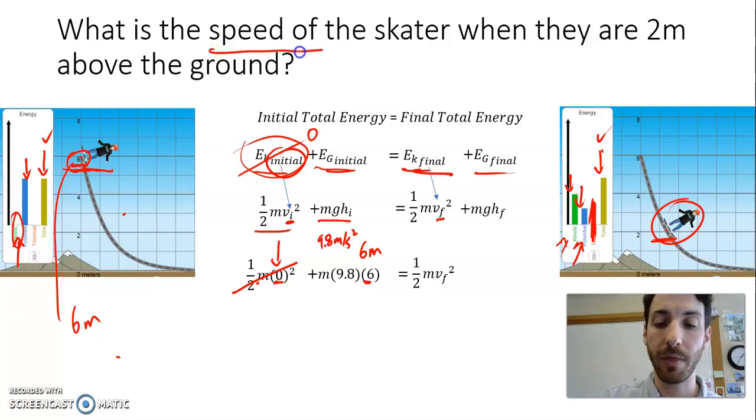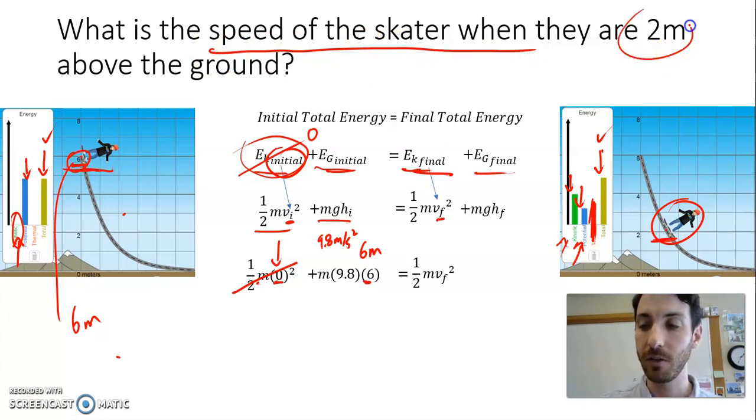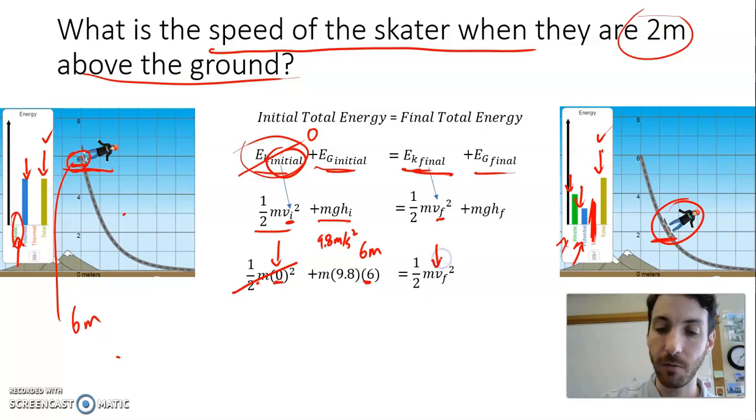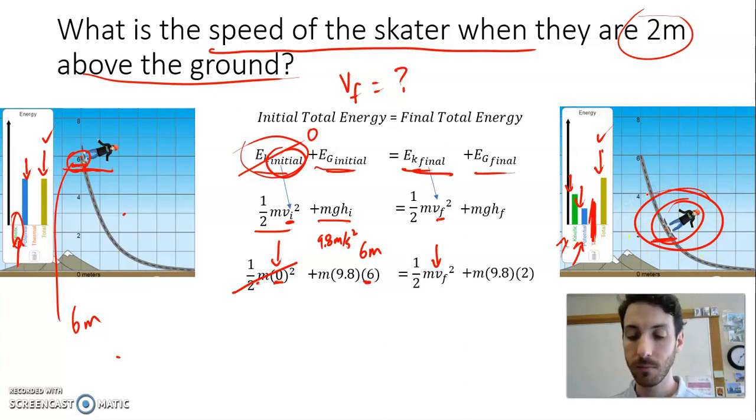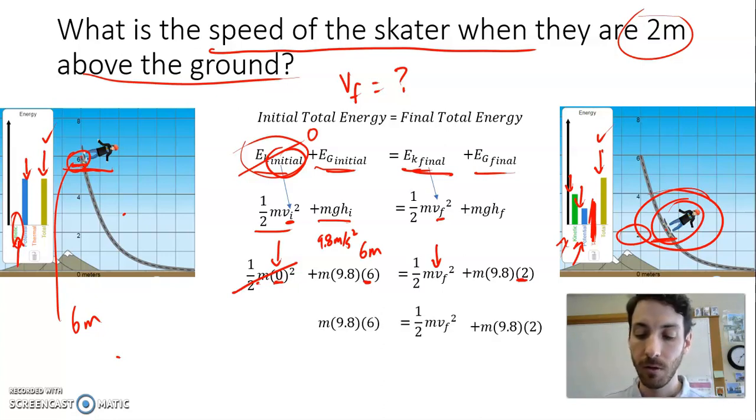If we want to figure out what the speed of the skater is when they're 2 meters above the ground, really that's what we're trying to find, is this final velocity. What is that final velocity? What is the velocity at this location? And we have a height of 2 meters above the ground at this location. So it has gravitational potential energy in its final location. From here, let's just clean this up a little bit.